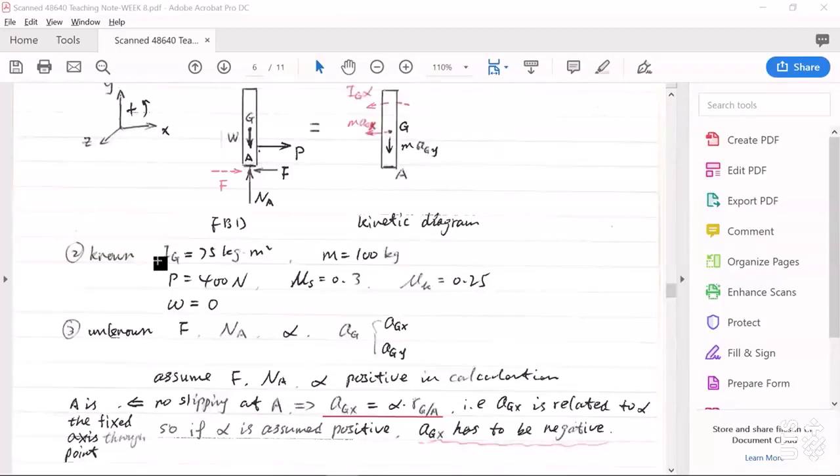Okay, we know MMI about point G of this slender rod. We know its mass, external force P, mu S, mu K, and omega, the velocity at this instant must be 0.